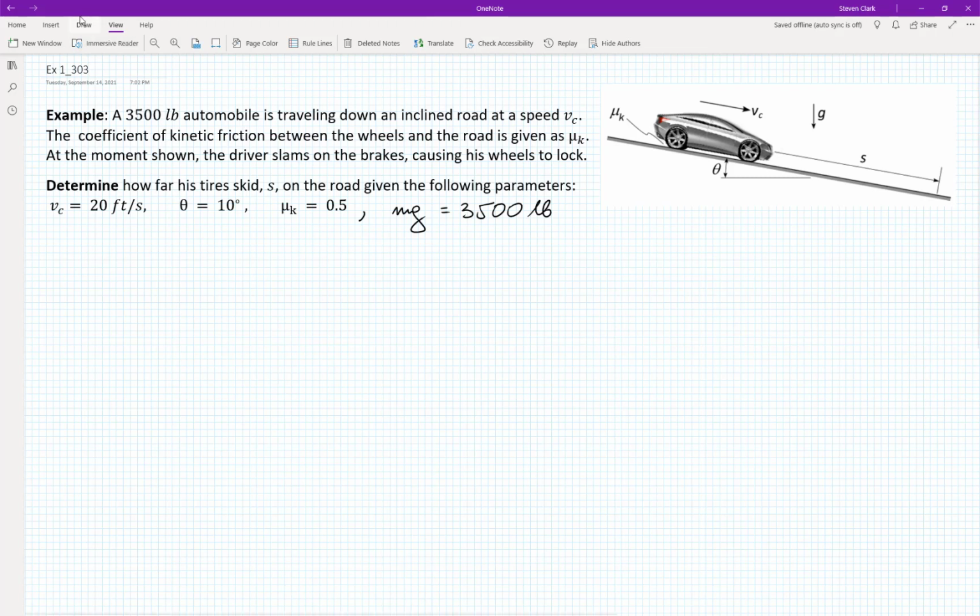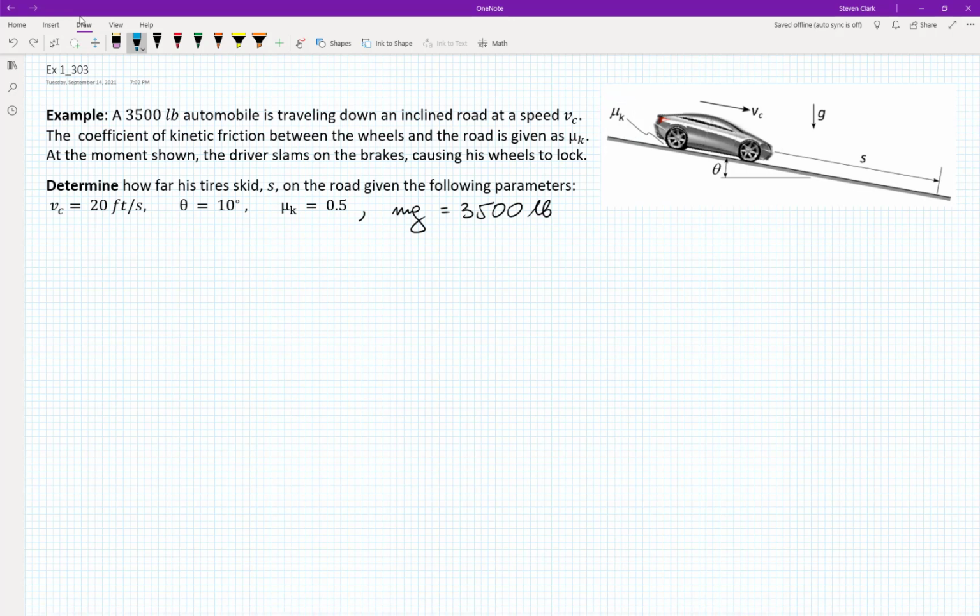Alrighty, what do we have in here? So we have a particle. Our car, we're gonna model it as a particle, and initial velocity of our car is vc. Our car goes down the incline of theta 10 degrees, and all of a sudden, our driver hits the brakes, and basically it will cause our car to stop because of the friction between the tires and the ground.